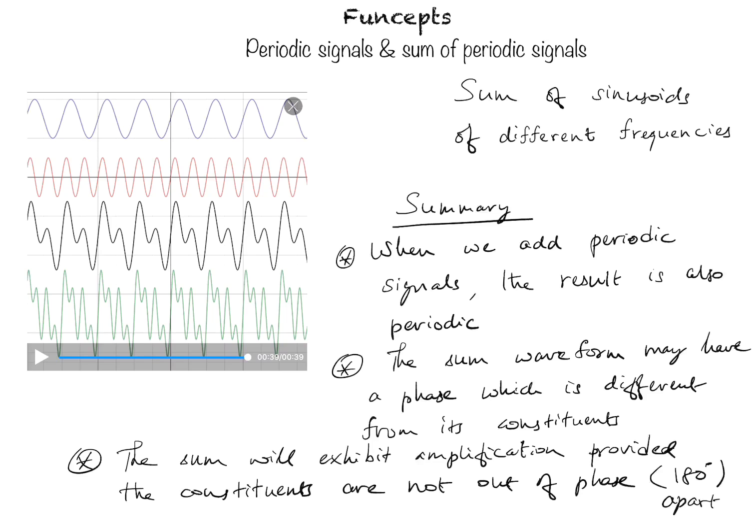So as long as they are not 180 degrees apart, the resultant would have some sort of amplification, and that depends on the amplitude, frequency and phase of the waveforms that are being added. To summarize, the sum of periodic signals is also going to be a periodic signal.